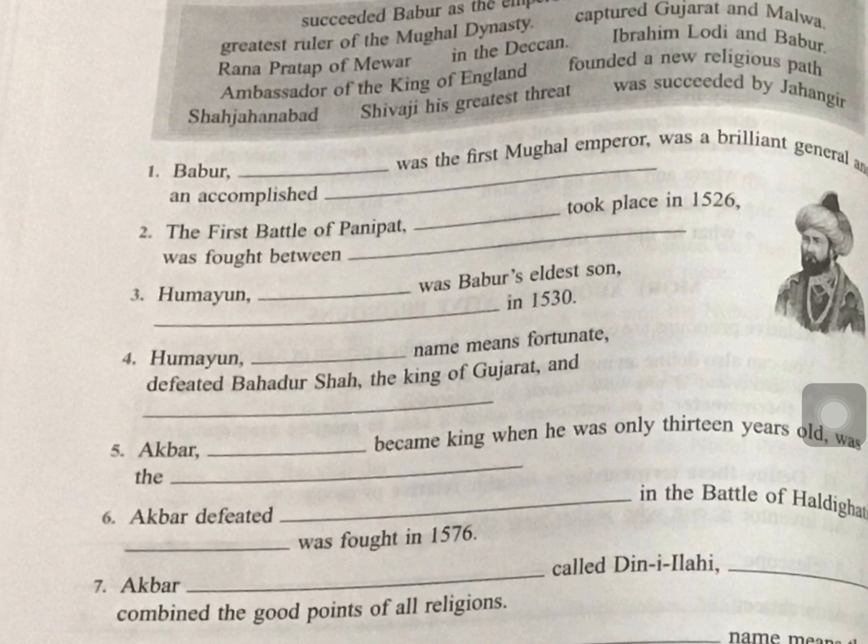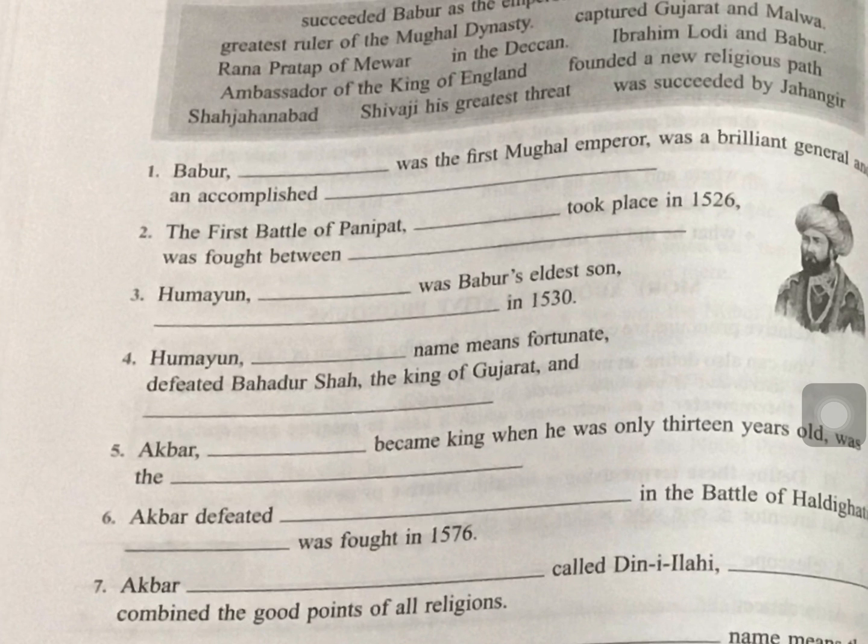Go through, children, then you can understand. Third one, who, succeeded Babur as the emperor. 4, whose, captured Gujarat and Malwa. 5, who, greatest ruler of the Mughal dynasty. 6. Rana Pratap of Mewar, which. 7. Founded a new religious path, which. 8. Was succeeded by Jahangir, whose.